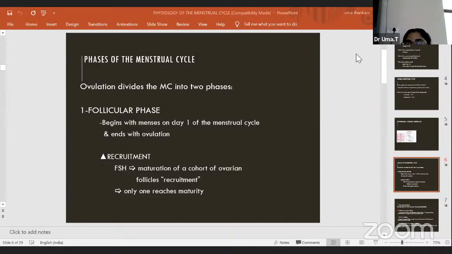Is it? Oocyte in the stage of diplotene? Maria.